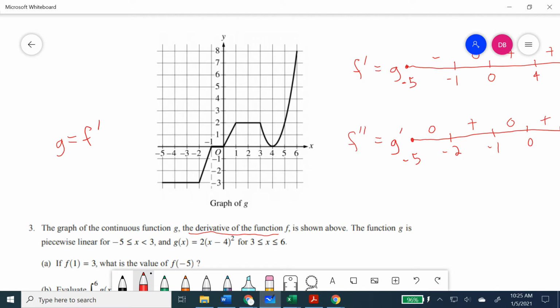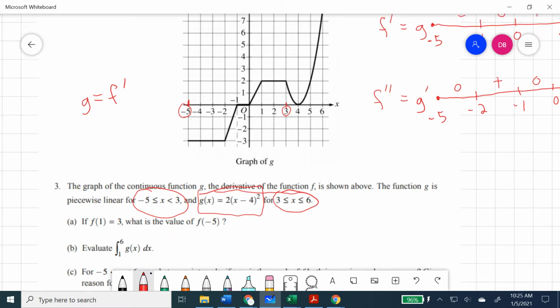And I've clarified that. I read over the rest and see that I know that G is this piecewise function from -5 to 3, and it's only a bunch of linear lines. But once I go from 3 to 6, I'm focused on this specific equation, and I look at the graph and I go, yep, that kind of matches from 3 to 6 for that parabola.